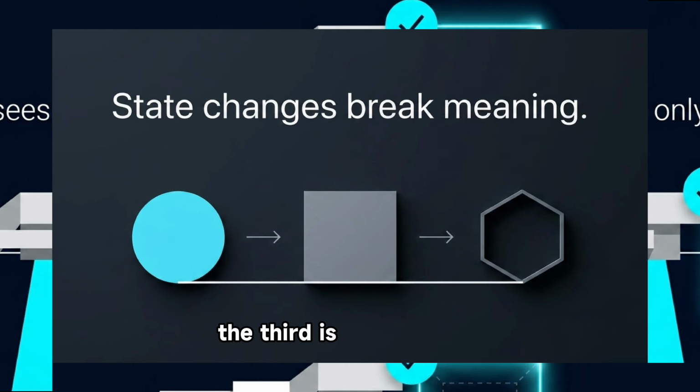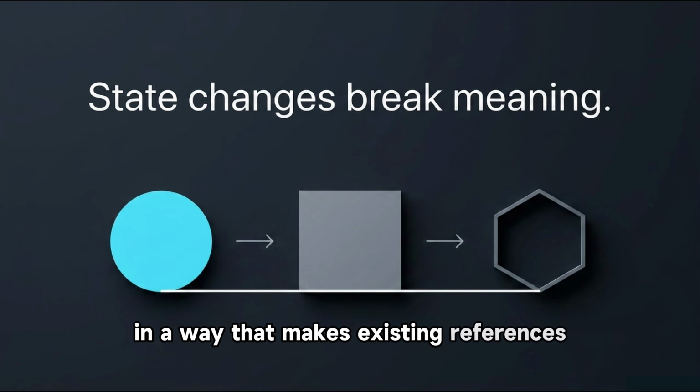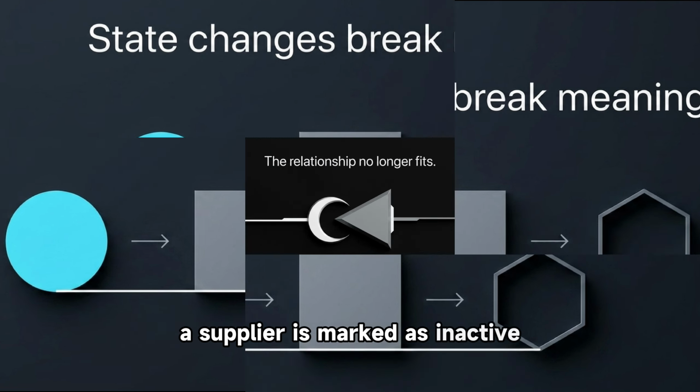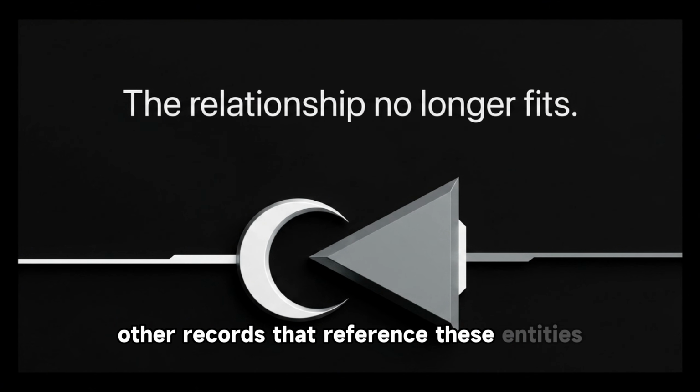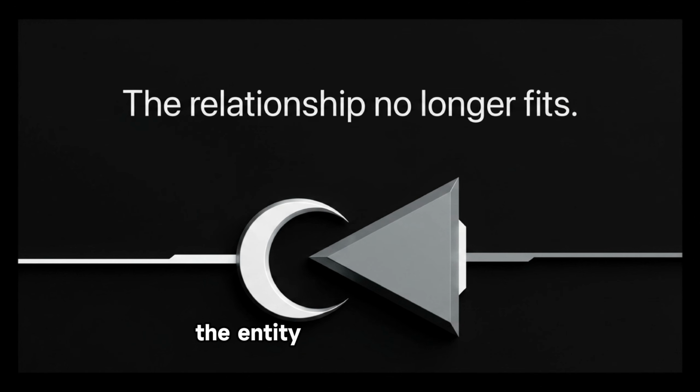The third is state change. A record is not deleted. It changes state in a way that makes existing references semantically invalid. A product is discontinued. A user account is suspended. A supplier is marked as inactive. Other records that reference these entities were created when the entity was in a valid state. The entity has since changed. The references have not. They now point to something that exists, but should no longer be pointed to.